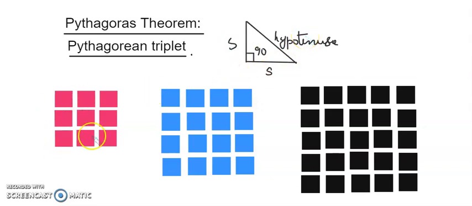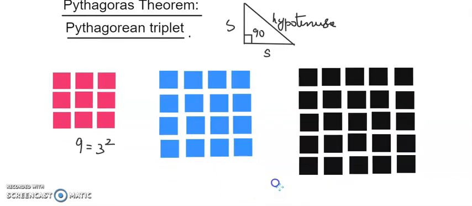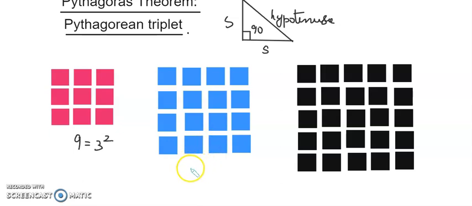Okay, so here, how many squares have I taken? Quickly, can you count? Yes, I have taken 9 squares. So that means it's 3 square, correct? Let's take the next one. How many squares have I taken? Can you quickly count it? Yes, it's 4, right? So 4 square means 16. So I've taken a total of 16 squares, and that is 4 square.